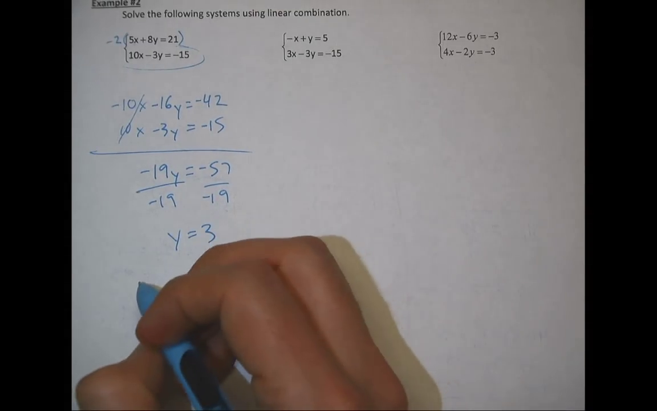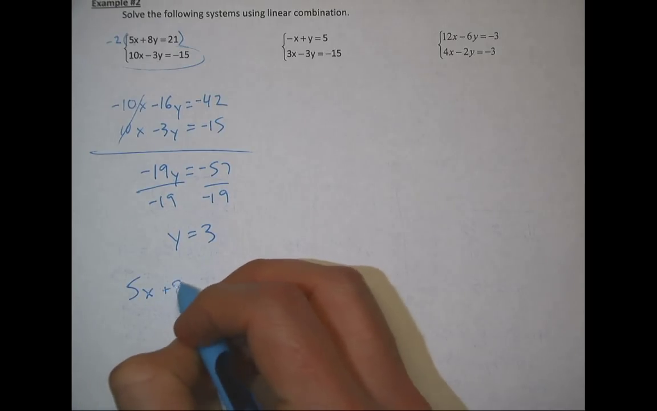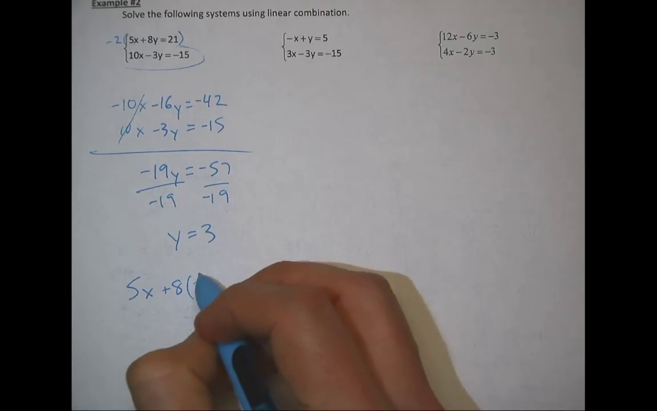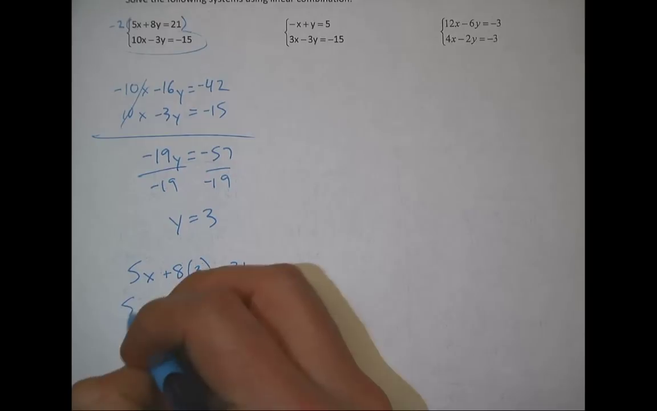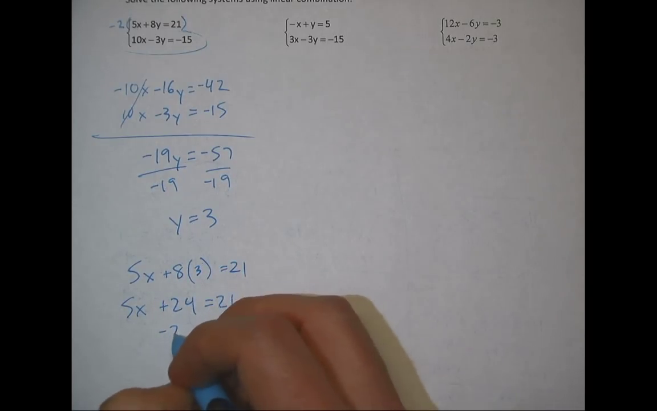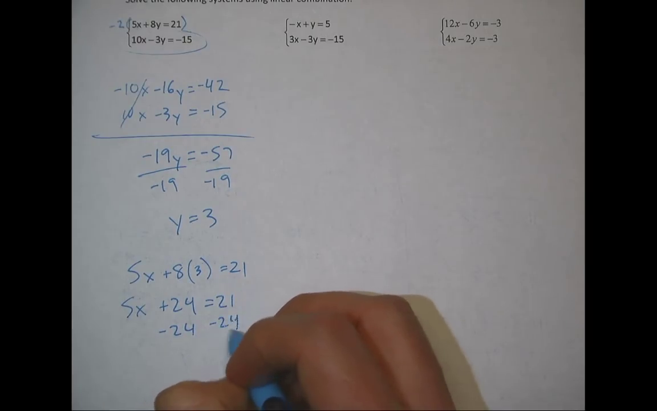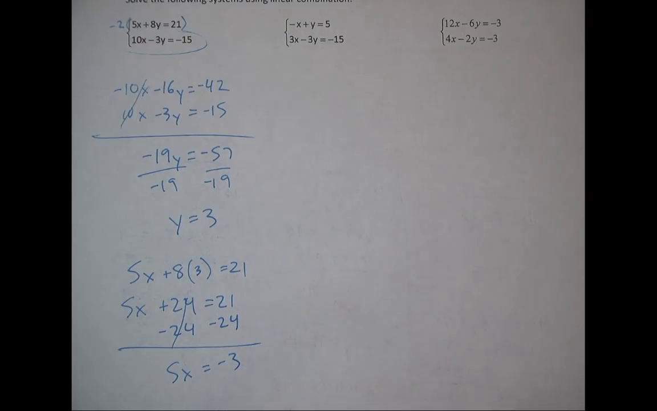Let's go back and plug it in. I'm just going to grab the first equation. It doesn't matter. 8 times the y value of 3. And now I just need to solve this. So that's 24. So 5x equals negative 3.